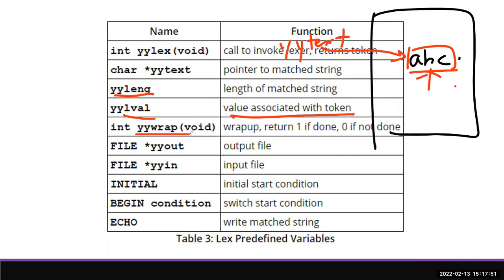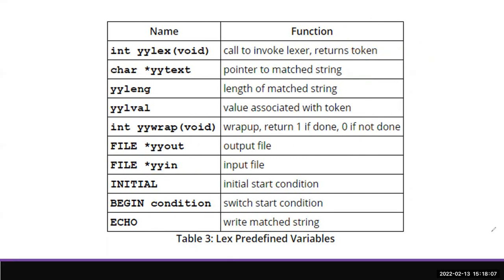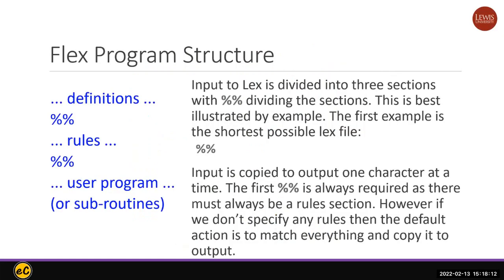yywrap is for wrap up, and returns 1 if done, 0 if not done. This one tells whether it wraps up or not. The output file is yyout, and the input file is yyin. These are your text input and output files, or token string files. So that's the program structure. They are separated into three sections, and the three sections are separated by percent marks.